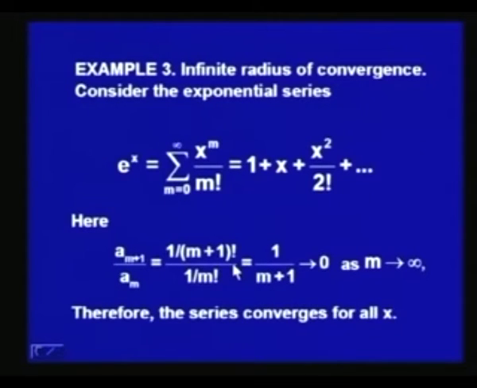Next, we take an example of the series which has an infinite radius of convergence, that is it converges for all values of x. Let us take the example of the function e to the power x, which can be written as 1 plus x plus x square by 2 factorial and so on. If we find here a_(m+1) over a_m, it turns out to be 1 over m plus 1, which we see goes to 0 as m goes to infinity, and therefore, r is equal to infinity in this case, and so the series converges for all values of x.